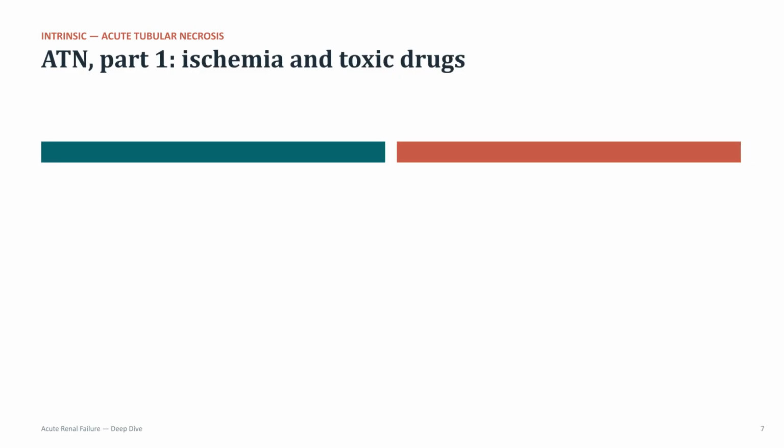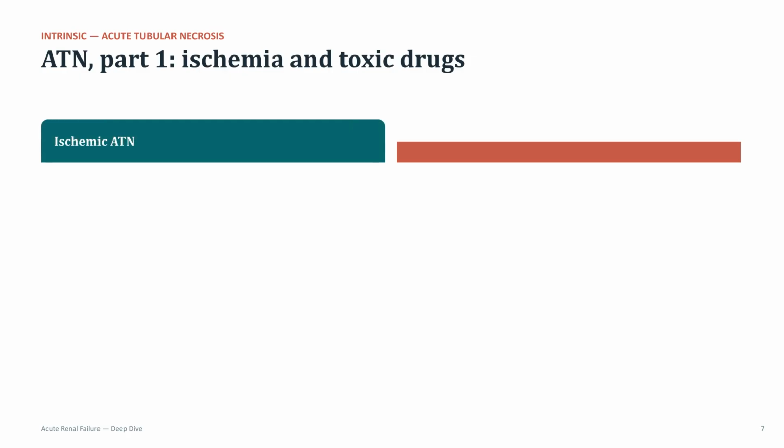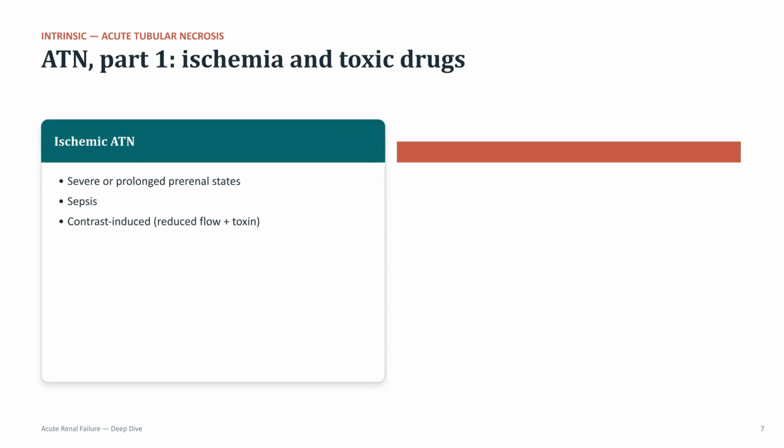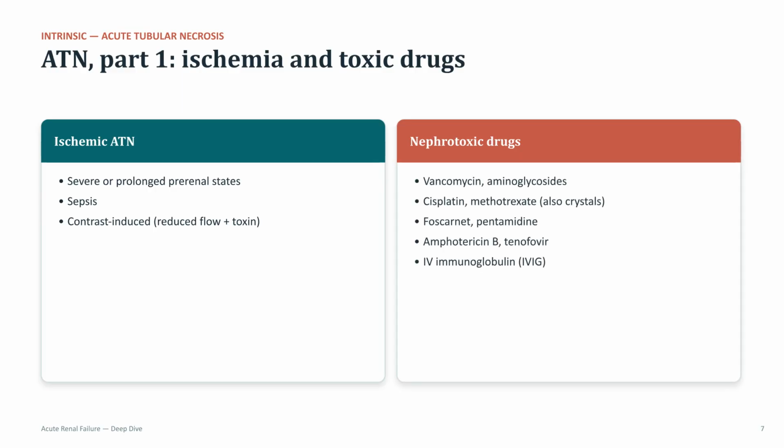Acute tubular necrosis, or ATN, is the most common intrinsic cause. It is driven by ischemia, such as severe prerenal states or sepsis, and by direct nephrotoxicity from drugs like vancomycin, aminoglycosides, or cisplatin. Always review the medication list when creatinine climbs.